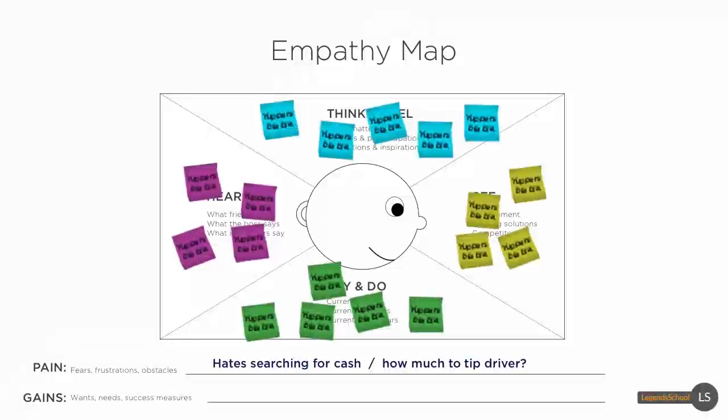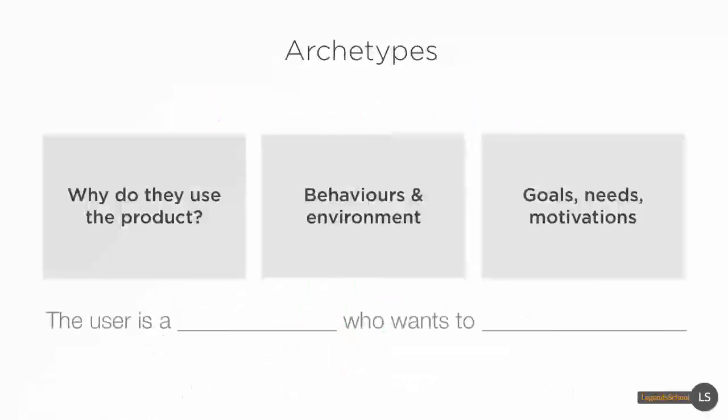As for some of the pains, I learned that when they order a pizza, they really hate searching around for cash. And they find it frustrating to try to figure out how much to tip the driver. What worked for them was that they really like the restaurant's specialty menu, and they really like apps where payment is made easy. So I took these observations and I put them into this archetype worksheet.